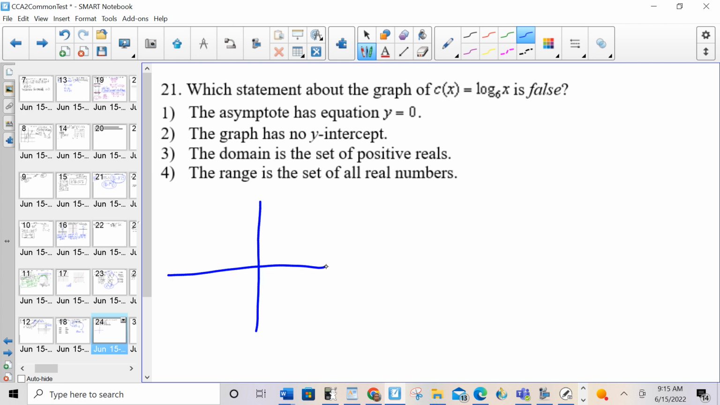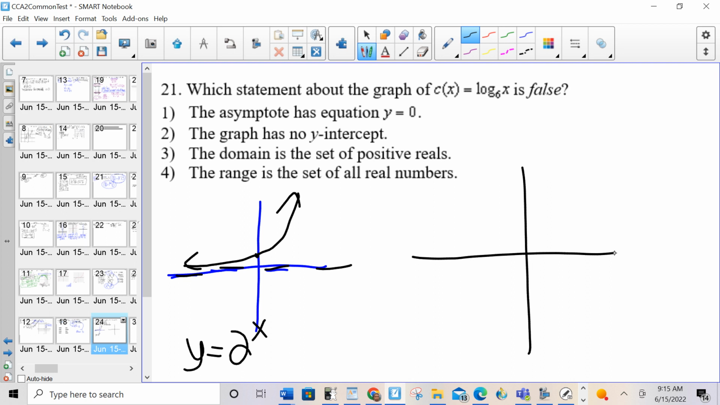Exponential growth has a horizontal asymptote at y equals 0, passes through 0, 1. That's exponential. For example, 2 to the power of x. Logarithmic growth has a vertical asymptote, passes through 1, 0, and looks like that, like a lowercase r. Asymptote means it's getting closer and closer, but never touching. You need to know what they look like.